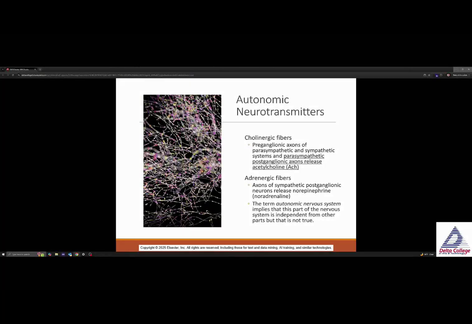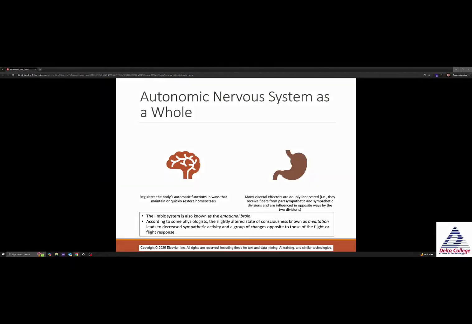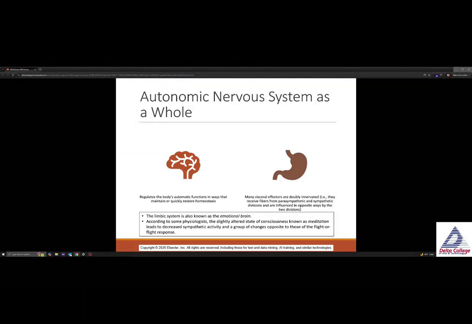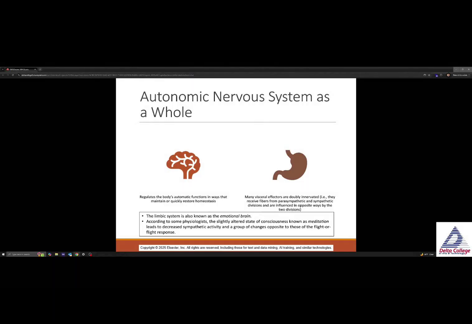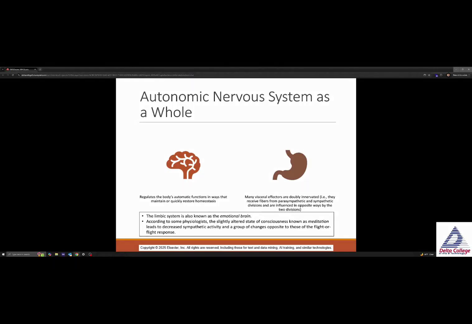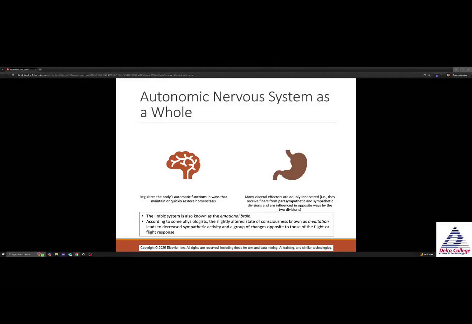The term autonomic nervous system implies this part of the nervous system is independent from other parts, but that is not true. The autonomic nervous system regulates the body's automatic functions in ways that maintain or quickly restore homeostasis. There are many visceral effectors that are doubly innervated. In other words, they receive fibers from the parasympathetic and the sympathetic divisions and are influenced in opposite ways by the two divisions.